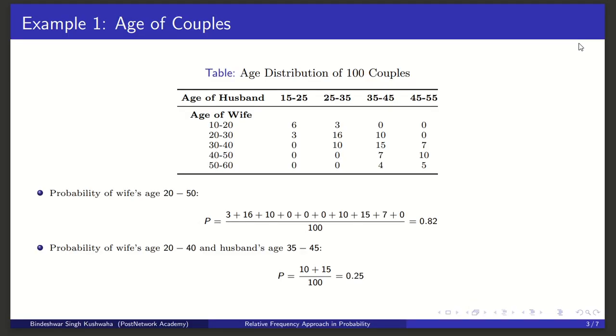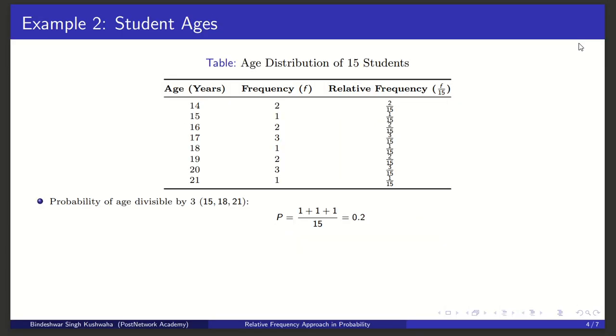The same way, probability of the husband's age between 35 to 45 and the wife's age between 20 to 40. You can see that there are two instances, 10 and 15, with husband's ages from 35 to 45 and wives' ages from 20 to 40. So there are only two. So the probability would be 10 plus 15 upon 100, that would be 0.25.